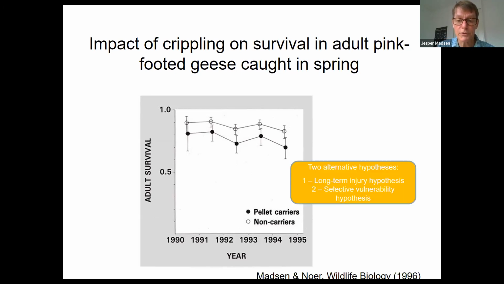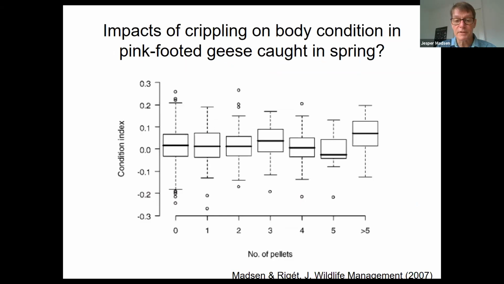And we thought about two alternative hypotheses. Maybe there was a long-term injury caused by the crippling that will lead to a lower survival in the birds. Or maybe there was a selective vulnerability of a certain segment. You may say, are there stupid birds that are likely to be hit more often than other birds? Or is there a segment of birds that for some other reasons are more likely to be hit than others and may be shot at repeatedly and therefore also will suffer lower survival? So that was examined in the subsequent years.